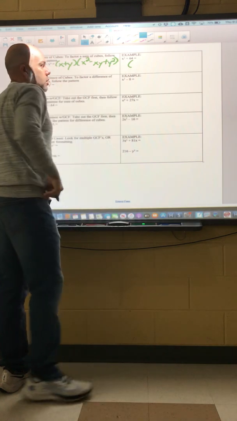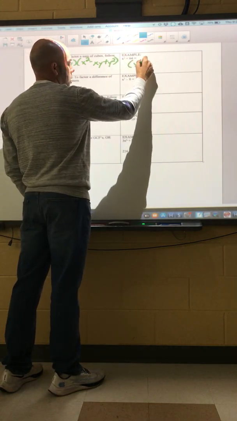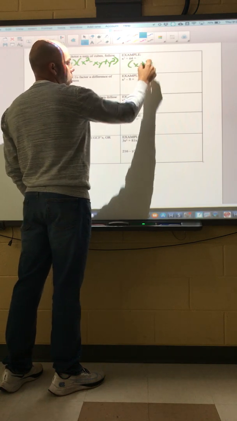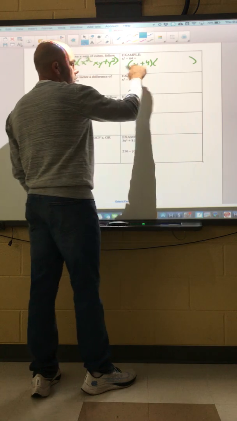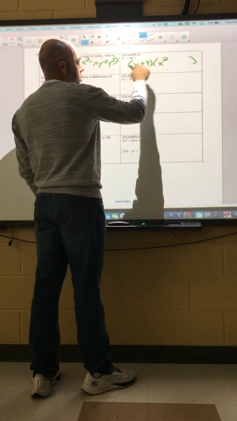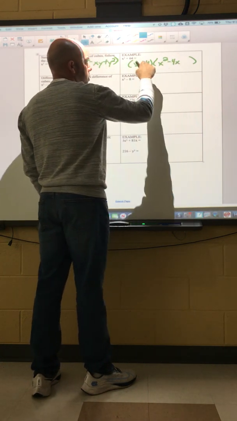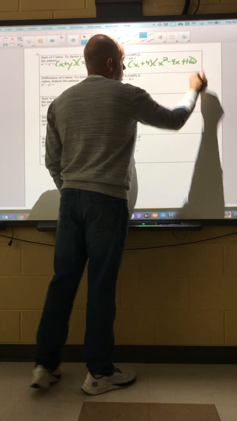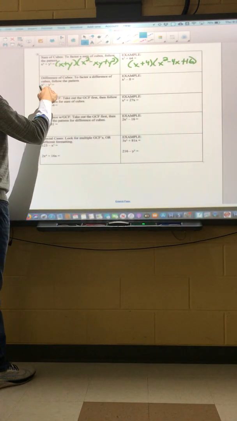So x cubed plus 64. Well, the cube root of x cubed is x. Keep the sign the same. Cube root of 64 is 4. So now I'm going to create that second term, the trinomial, just based off of that first binomial. X times x is x squared. X times 4 is 4x. I'm going to do the opposite, negative 4x. 4 times 4 is 16. Boom.